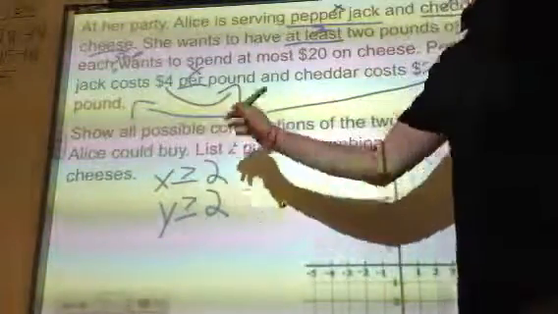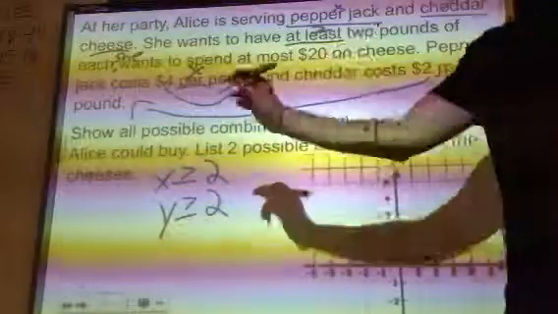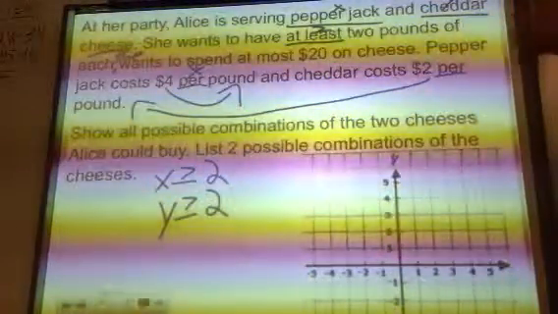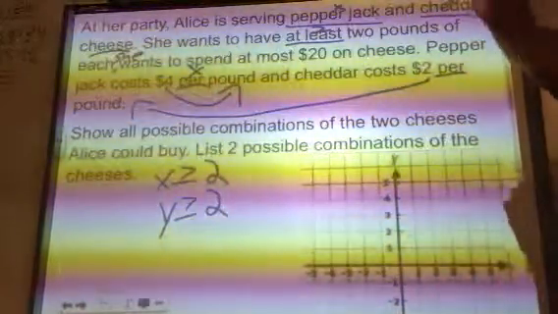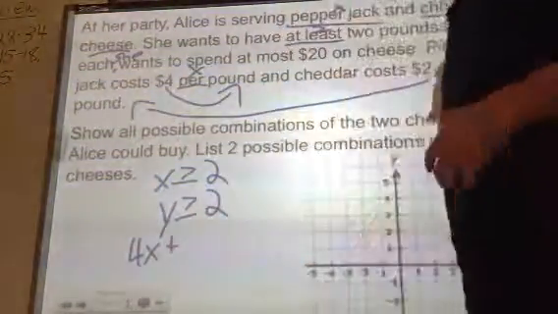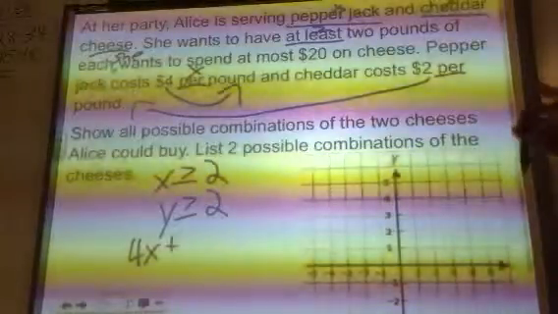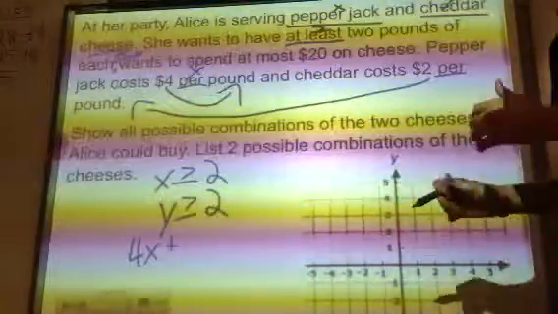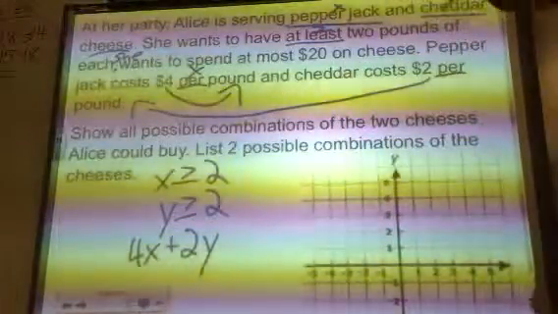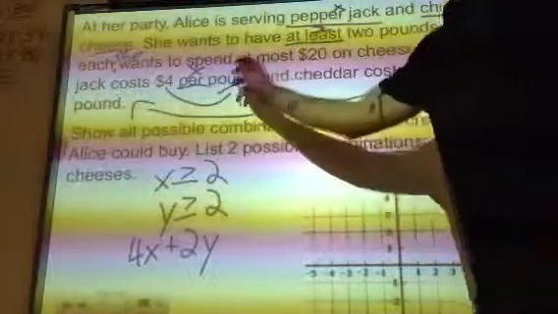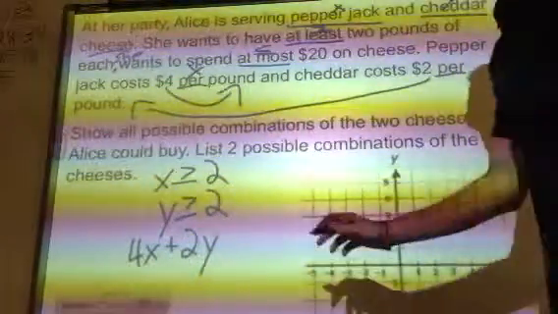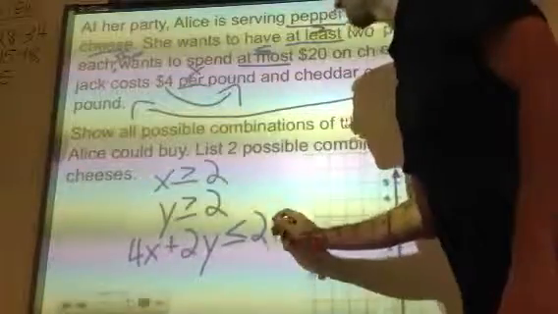The pounds of cheddar cheese has to be at least 2. Pounds of pepper jack has to be at least 2. So, pepper jack cheese costs $4 per pound, and pepper jack is X here. And we're adding more pounds when we take into account cheddar cheese. So cheddar cheese is $2 per pound. And she wants to spend at most, so that's going to be less than or equal to. We can include 20. We want to spend at most $20.